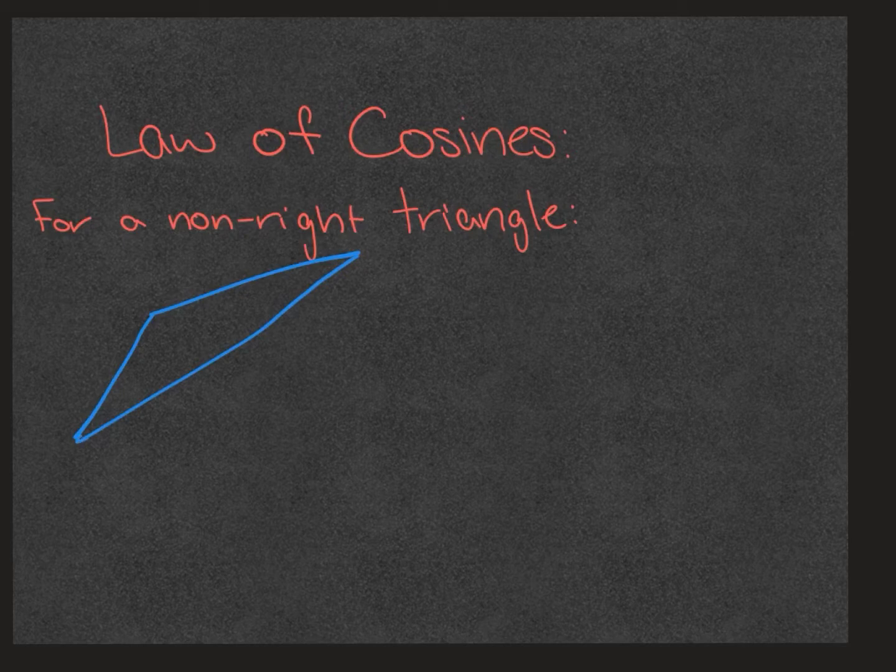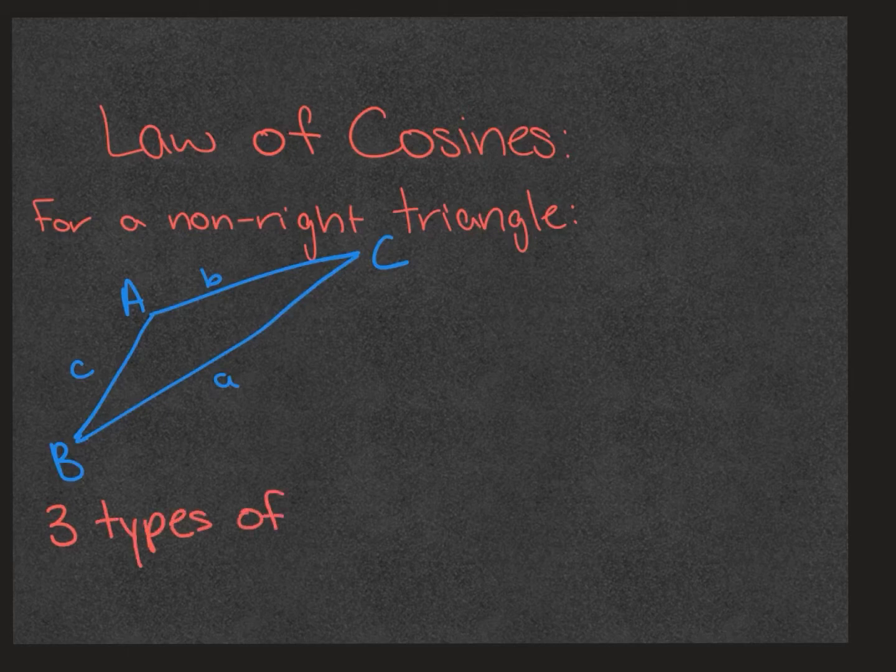I've got these sides. We've got A, B, and C. Those are the corners, which are for the angles. And then we have the opposite sides, c and b. We have these corresponding sides. And we have three types of this law of cosines formula. So the three formulas are based off of what side or what angle is missing.